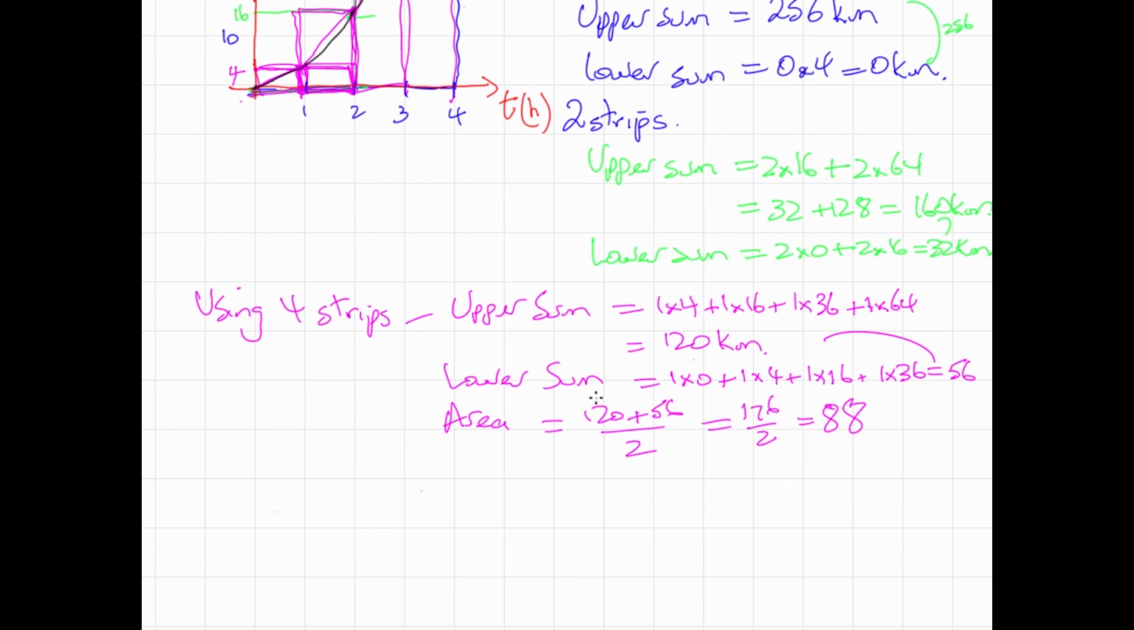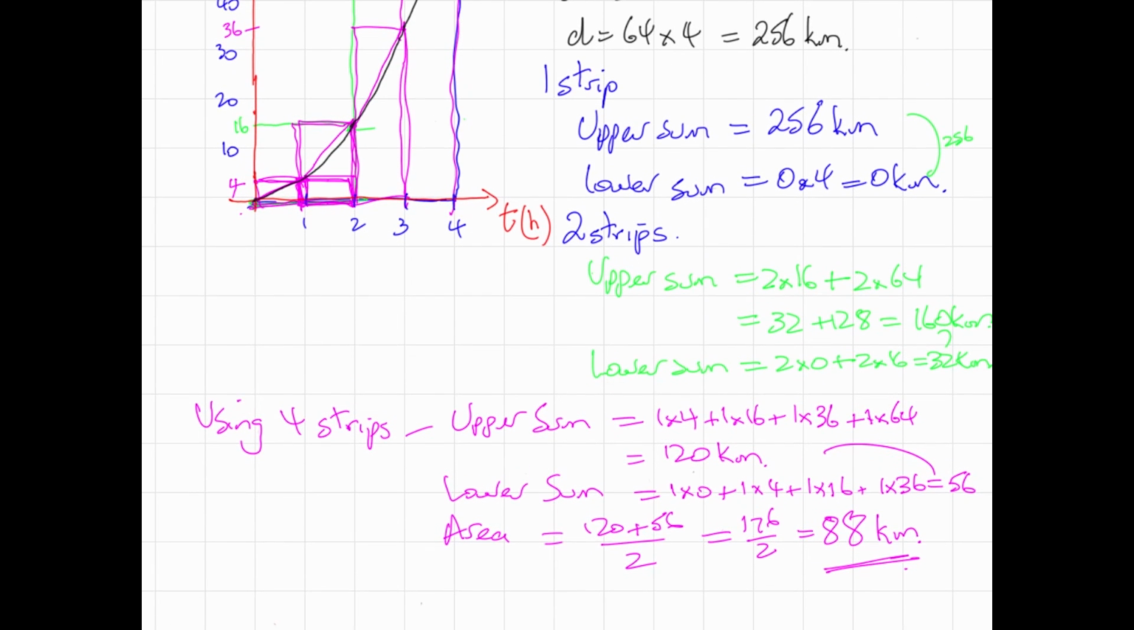So by adding the upper sum and the lower sum, so 120 plus 56 divided by 2, 176 on 2, which is 88 kilometres. So that's an approximate area. It's an approximation of how far it has travelled by averaging the upper sums and the lower sums.